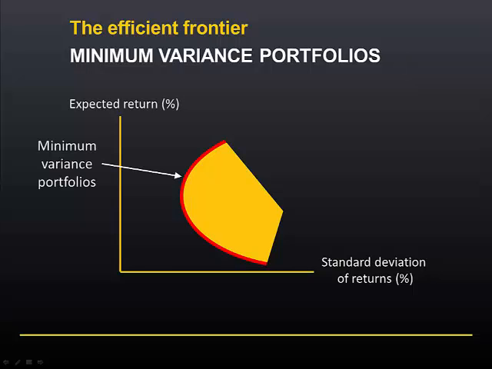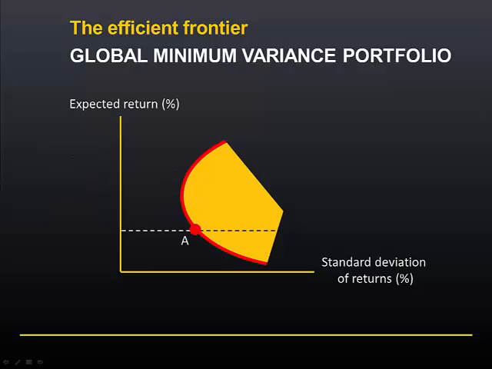We call these minimum variance portfolios, although we could also call them minimum standard deviation portfolios. They are portfolios that have the lowest possible risk for any given level of return. For example, portfolio A has the level of return indicated by the dashed line, and it is the portfolio with the lowest possible risk for that level of return.